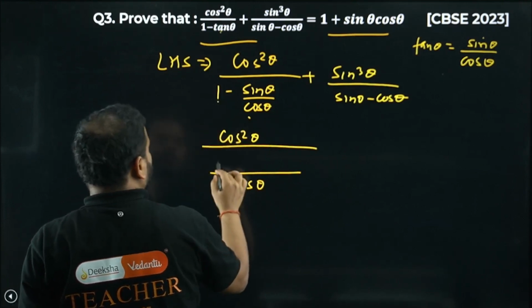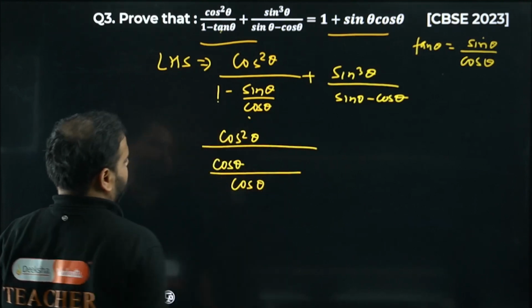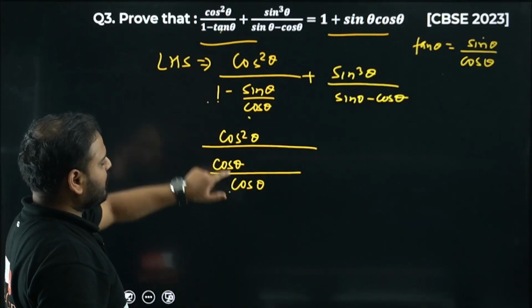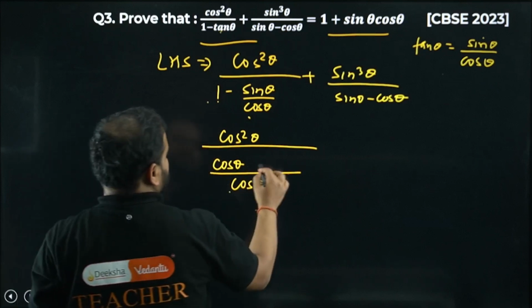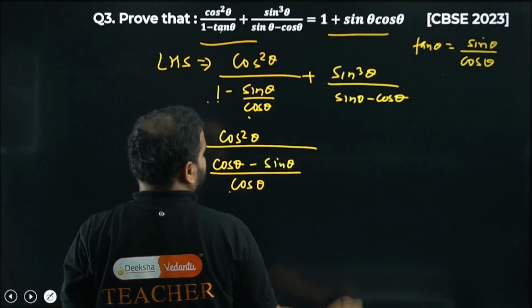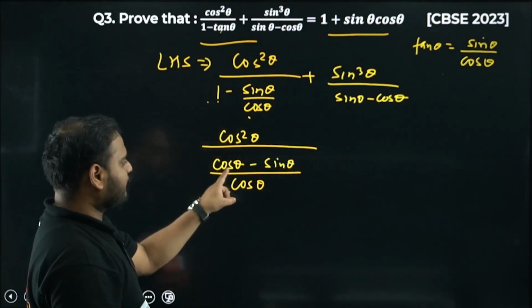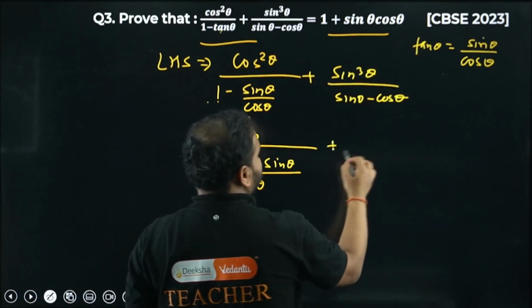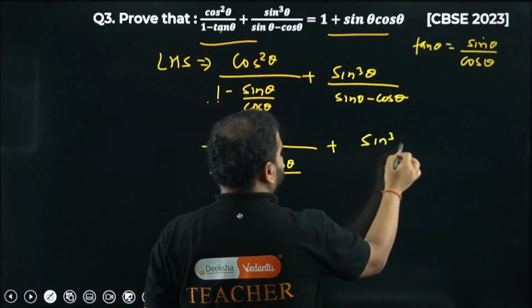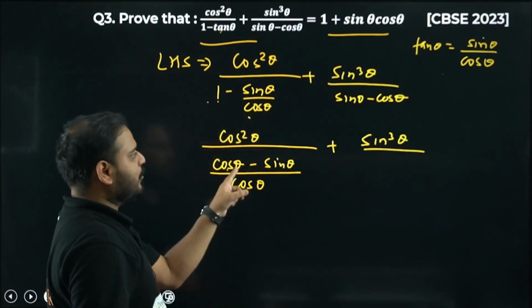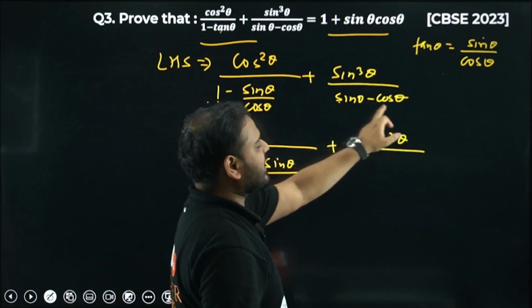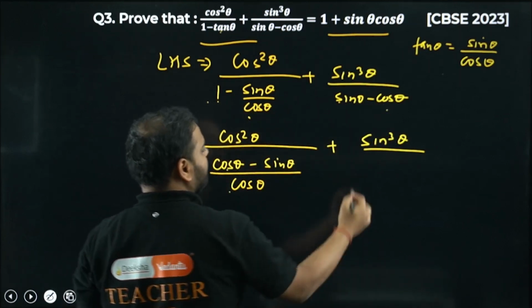1 is there. To make an equivalent fraction, I'll make this also as 1. Check here. Cos by cos is what, sir? Cos by cos is 1. This will remain as it is, minus sin theta. Now check this carefully. I have cos minus sin over here, but over here I have what? Sin minus cos. I can take my sin common now.